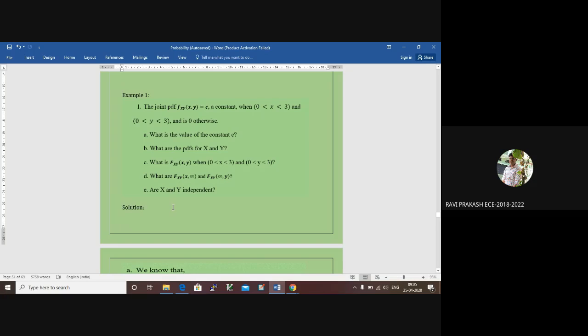Ma'am, is C 1 by 9? Yeah, we will check it. Okay, we will check that. I think you have used the property of the double integration of fxy of x comma y dx dy is equal to 1, because when we integrate over the entire region considering the limits, it should be equal to 1. It's a very simple integration because we just have a constant c.